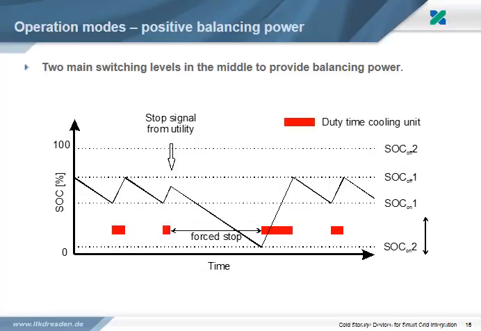And last but not least, when the 2 main switching levels are in the middle of the storage capacity, the refrigeration system is able to provide balancing power. This slide shows the example of positive balancing power when the cooling unit is switched off by an external signal from the utility. Negative balancing power one could generate by switching on one or more cooling units. To avoid synchronizing effects, the third corresponding switching level may be different from system to system.